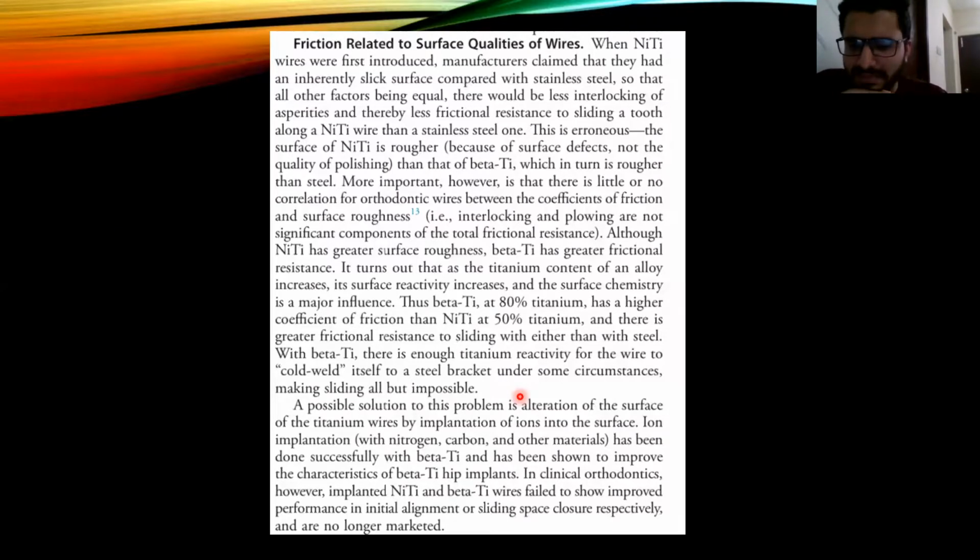Beta titanium has 80% titanium. NiTi has what? Equiproportion, 50% nickel, 50% titanium. So by virtue of its composition, beta titanium will have more friction than NiTi. Understood? Read this point. Don't forget this.